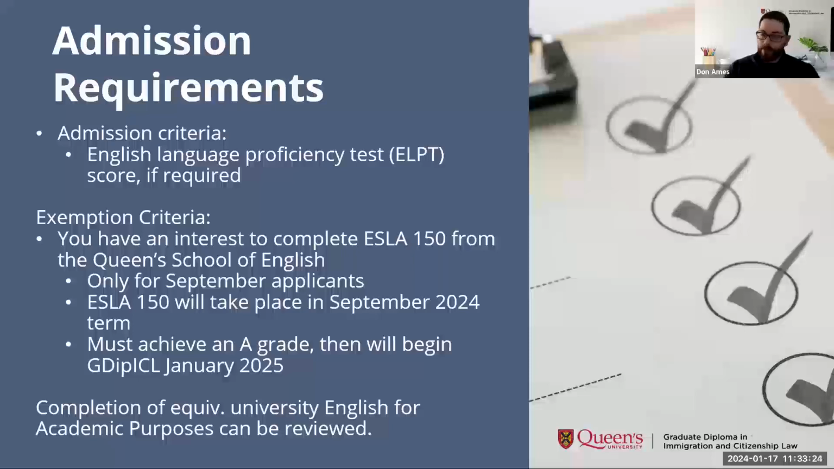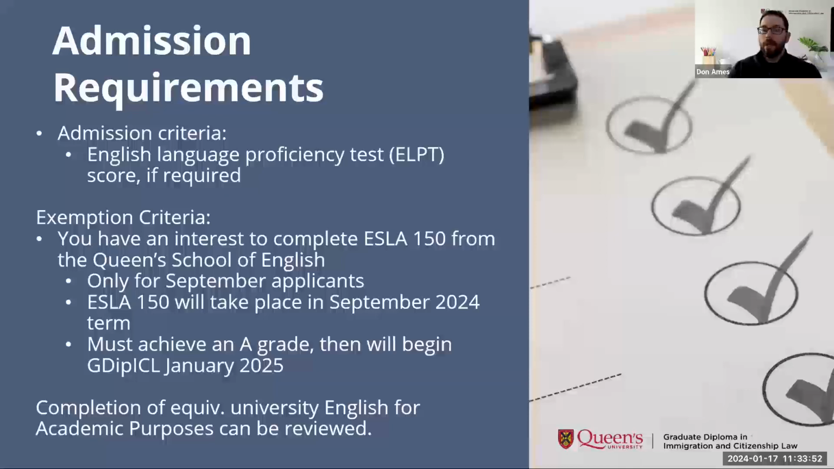So this is a great program. It's all online, it's intensive, and it is provided to our applicants who want to brush up on their English and don't want to take the ELPT or know that they won't meet the ELPT score. This is only available for our September applicants. The ESLA 150 course will take place during the September 2024 term, which seems odd because that's what you're applying for to begin your GDipICL studies.